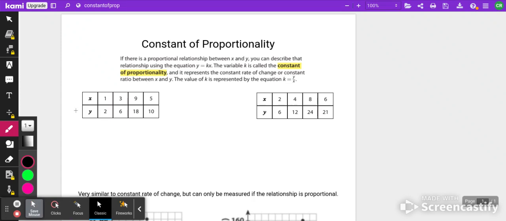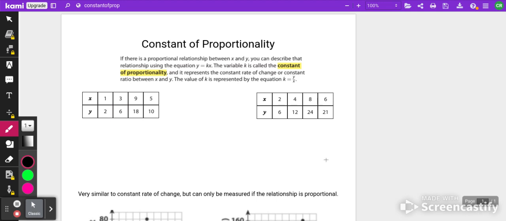All right, guys, we're looking at the constant of proportionality. Now, this is really similar to the constant rate of change, except it's slightly more specific because it only works for proportional relationships. Now, remember, a proportion is two ratios that are equal to each other. So that means that we're going to have a constant ratio between the x and the y values.